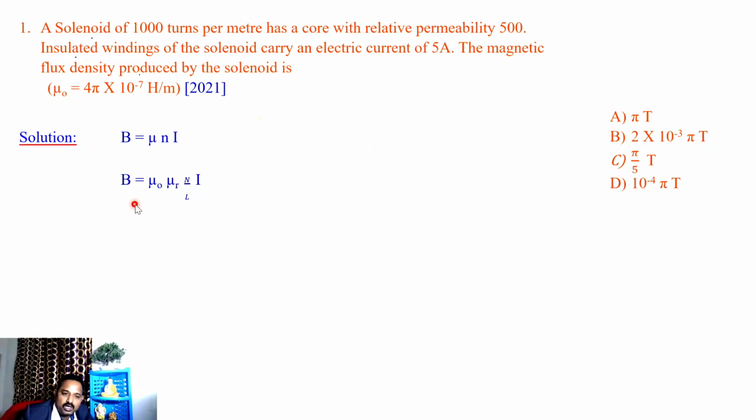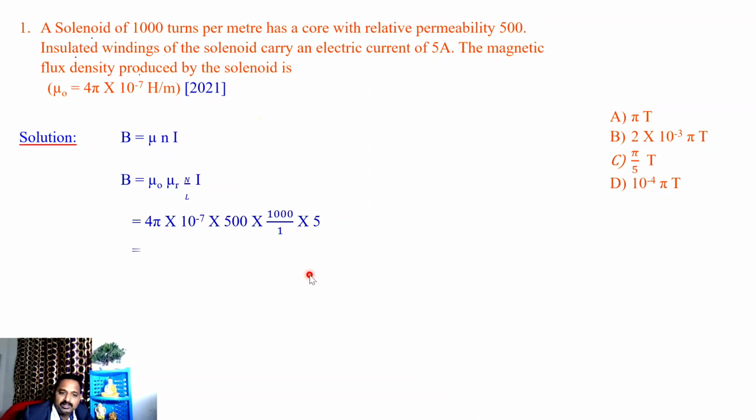So here we got B equal to mu naught mu R, capital N by capital L into I. Now I will substitute the values of mu naught, mu R, N by L and I. Then what will I get? Mu naught means 4 pi into 10 power minus 7, into mu R, the given relative permeability 500, into number of turns 1000, total length 1 meter, by 1, current 5 ampere.